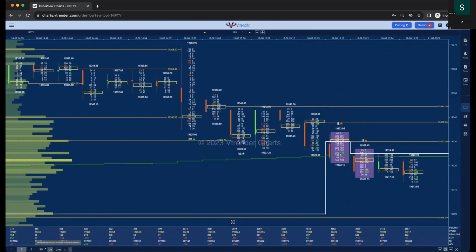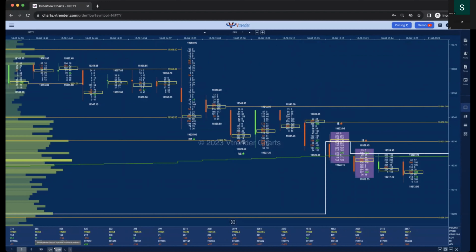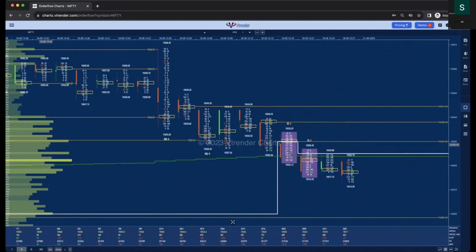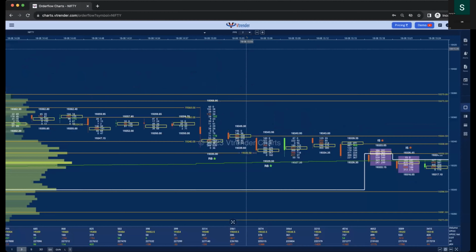Again, here also we have the option to show or hide the global volume. We can show or hide the volume profile numbers. Similar thing. And the price per row, you can relate it to the TPO size we have on market profile charts.